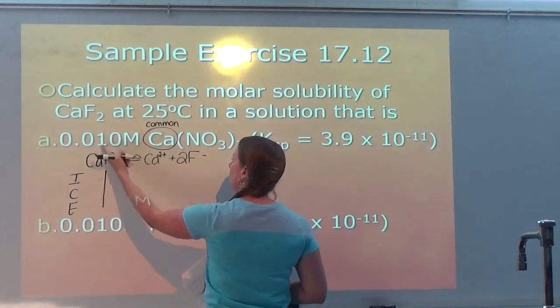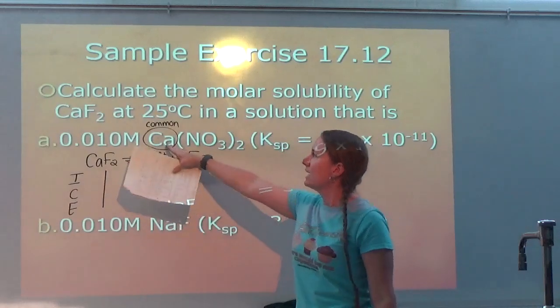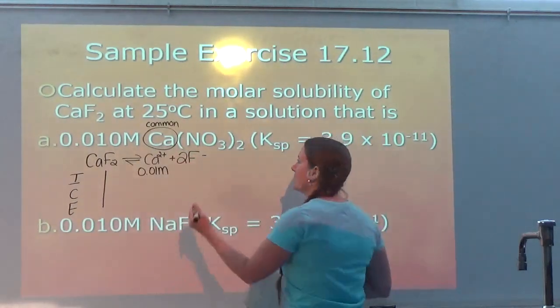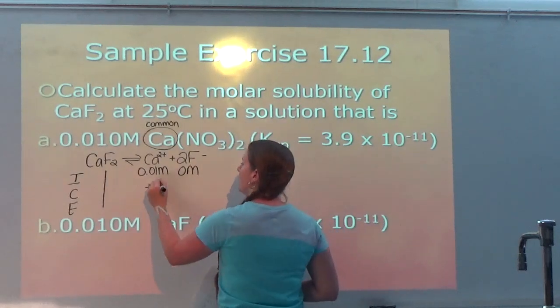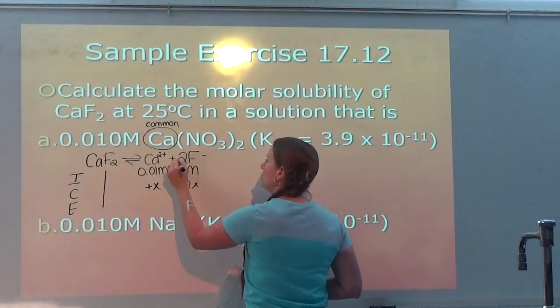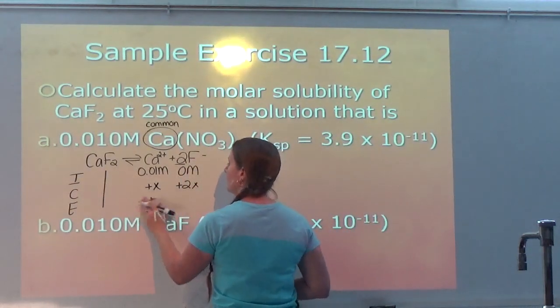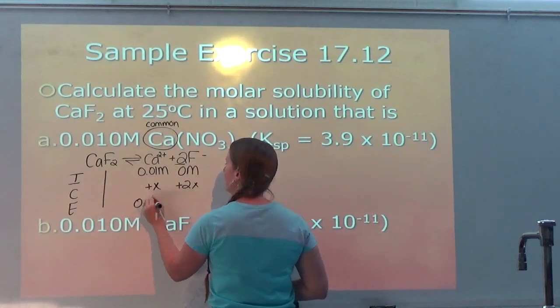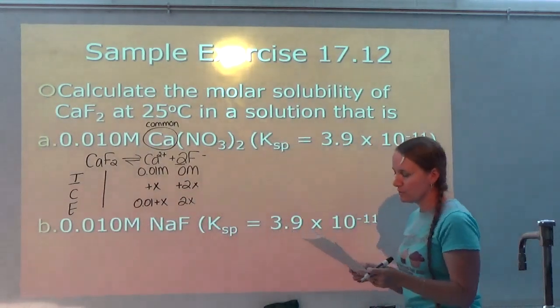It tells me that I'm actually starting with 0.01 molar calcium because that's already in there. It does not tell me I'm starting with any of the fluoride ion though. So I'm going to add X and add 2X. Remember, don't forget that coefficient. So I get 0.01 plus X, and I get 2X for here.